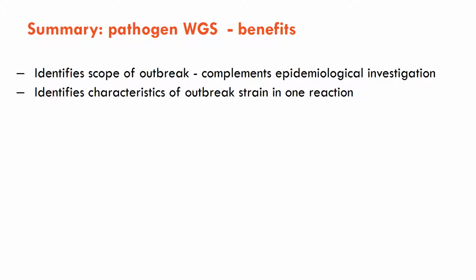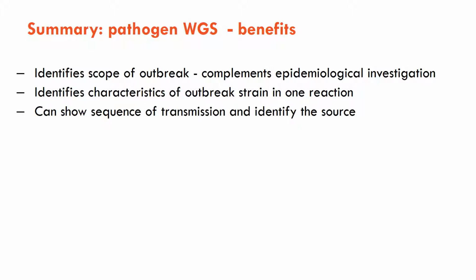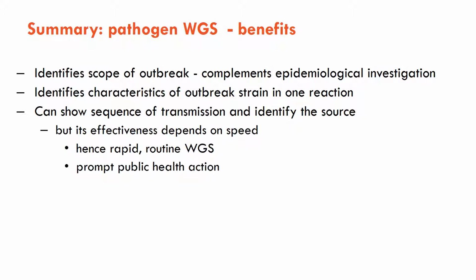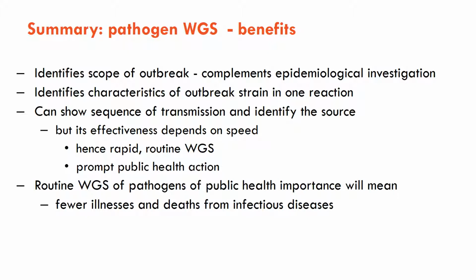So, in summary, pathogen whole genome sequencing has many potential benefits. It can identify the scope of an outbreak, it complements epidemiological investigation, and it can identify characteristics of an outbreak strain that may be important in management of the outbreak or of individual cases of infection. It can show the sequence of transmission and identify the source. But its effectiveness depends strongly on speed. We need rapid routine whole genome sequencing to be performed and analysed as quickly as possible so that public health action can be implemented very promptly.